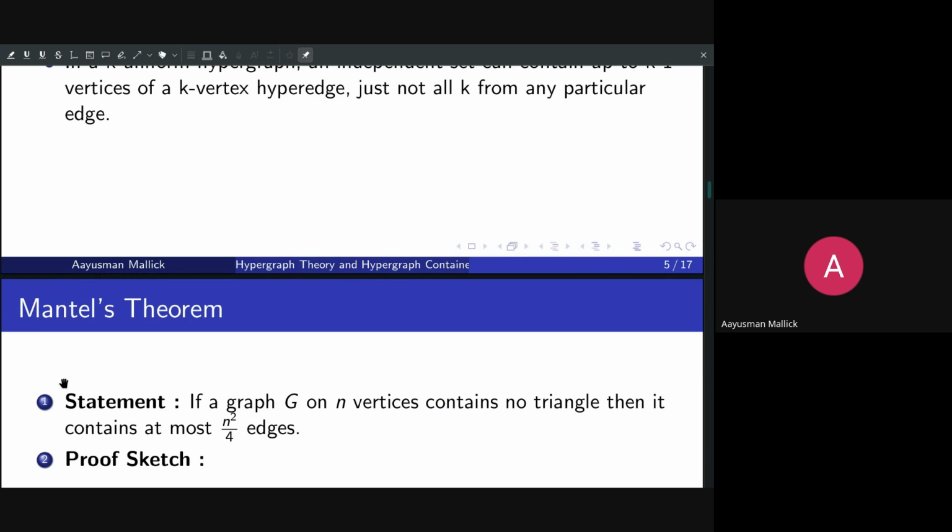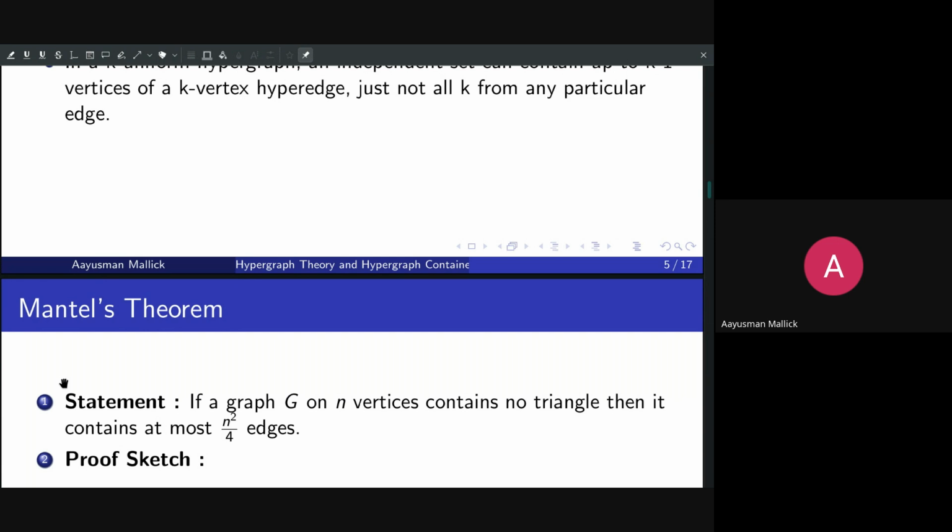For a graph G where n vertices are present, this statement was posed by Mantel and later proved. I don't properly remember, but it contains at most n squared by 4 edges, or if n squared is an odd number, that is, of the form 4k plus 1, then it contains at most the floor of (n squared minus 1) by 4 number of edges.